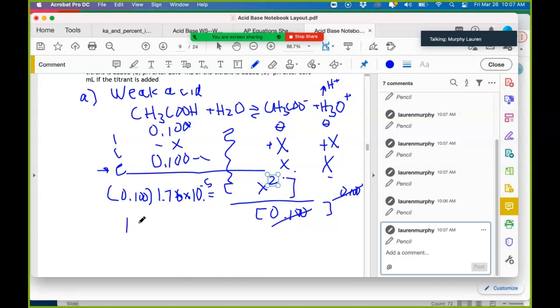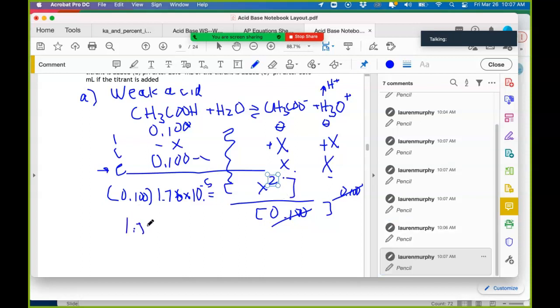So this ends up being 1.76 times 10 to the negative 6, which is what this is going to be from over here. Okay, but then in order to get rid of the square, you got to square root it.